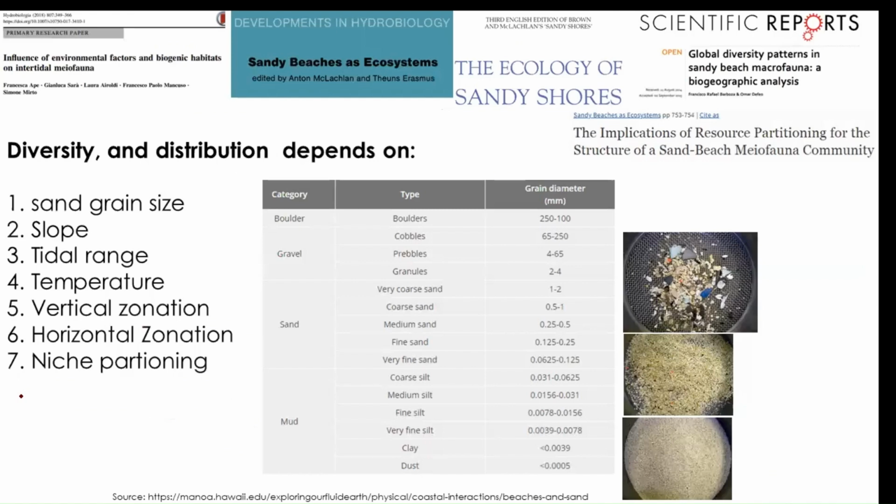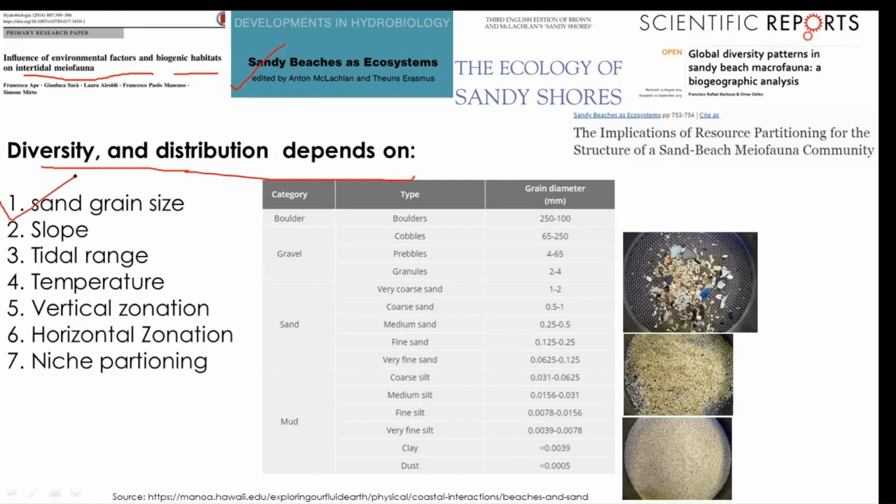Of course, it varies. There are a number of papers which I have, with some of the papers I have just marked here, which have studied the influence of environmental factors and the biogenic habits on the intertidal meiofauna. Some of the very good books are there, like Ecology of Sandy Shores, and then you have a very recent study on the sandy beach macrofauna global diversity pattern. I will not go into detail on what those papers are, but in a nutshell it says that the diversity and the distribution of the species on the sandy shore depends on several factors.